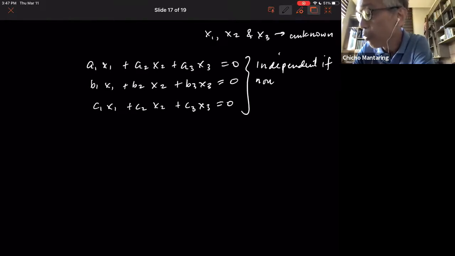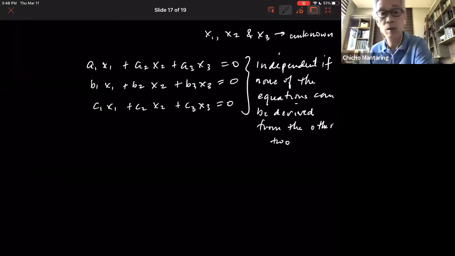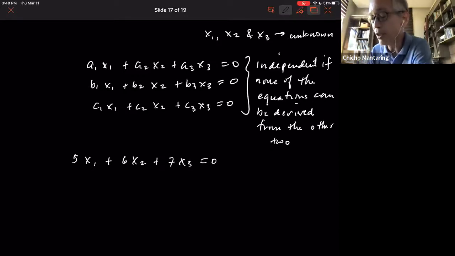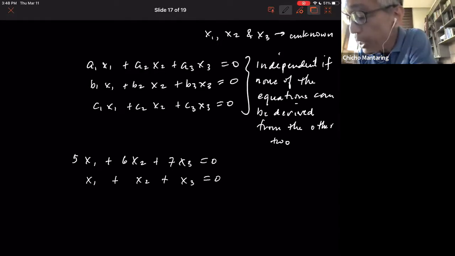These are independent if none of the equations can be derived from the other two. Maybe I'll give you a very, very simple example. No, let's say 5x1 plus 6x2 plus 7x3 is equal to 0. Let's say that's one equation. No, and then my second equation is x1 plus x2 plus x3 is equal to 0. And let's say my third equation is 6x1 plus 7x2 plus 8x3 is equal to 0.